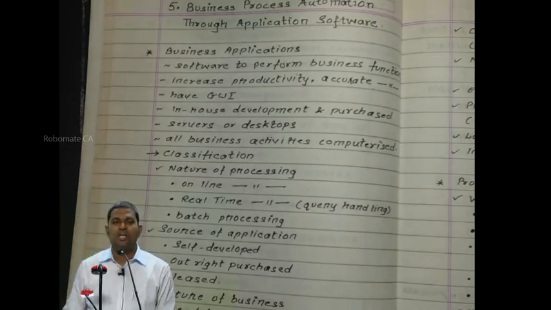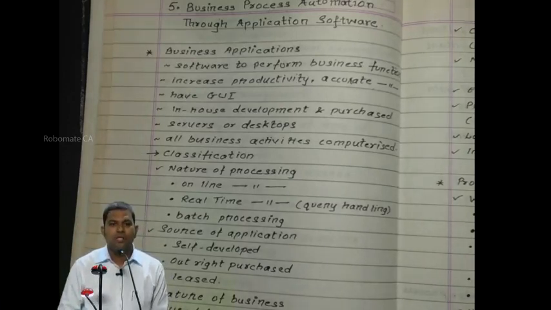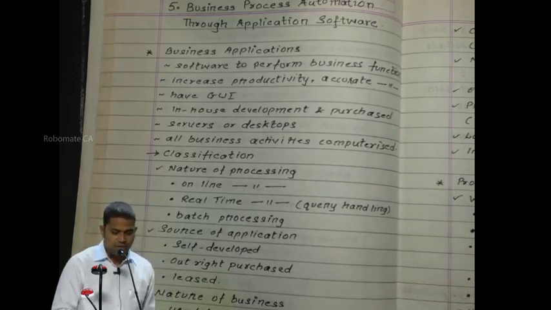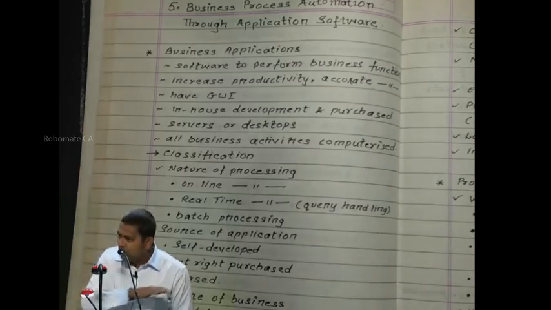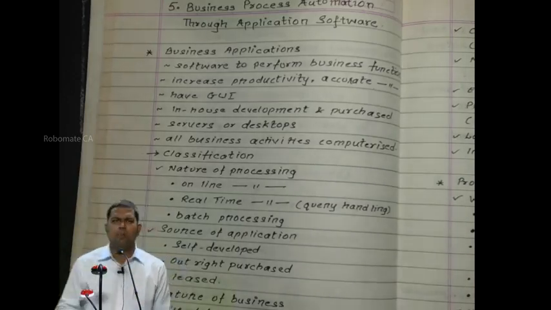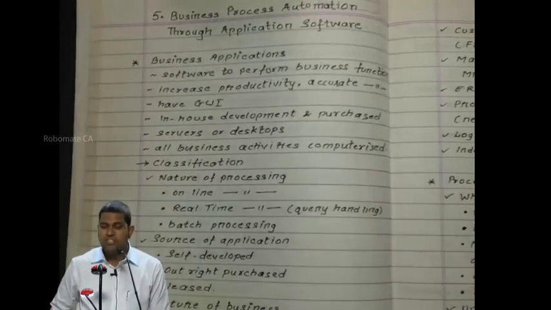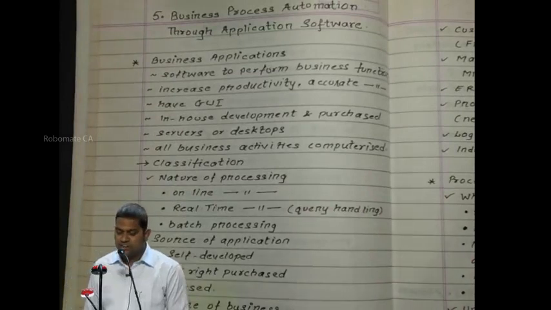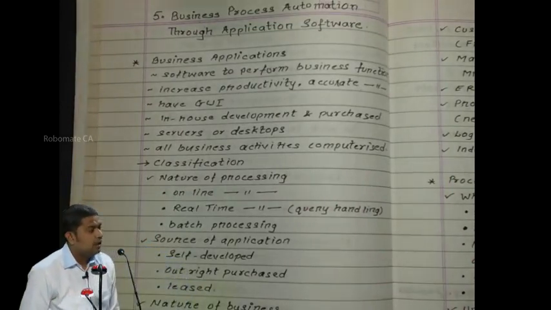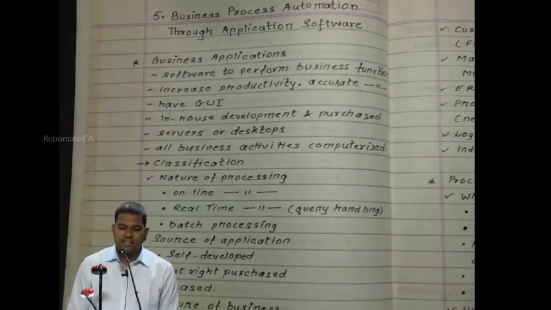And that technology is nothing but what? Computers. That's nothing but the use of computers. So when all these business functions are performed, obviously by human beings, but with the help of computers, it is called a business application. So in short, it's a software to perform business functions. It enhances the productivity of the organization.